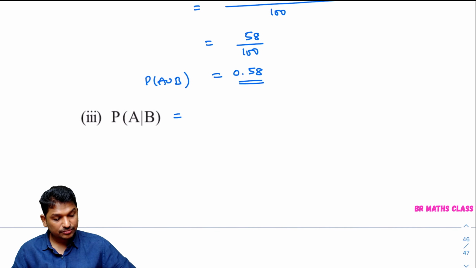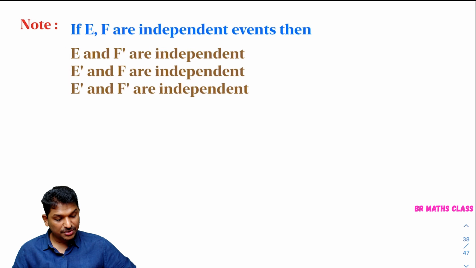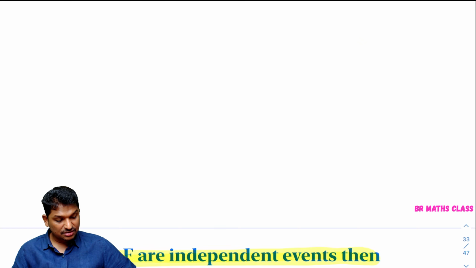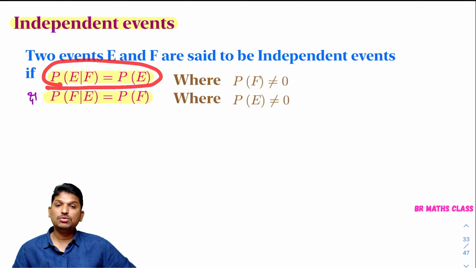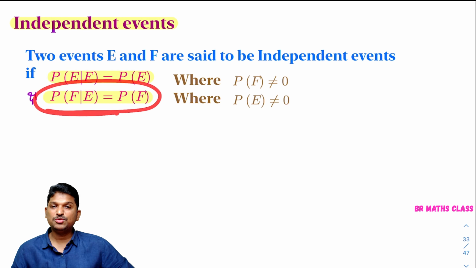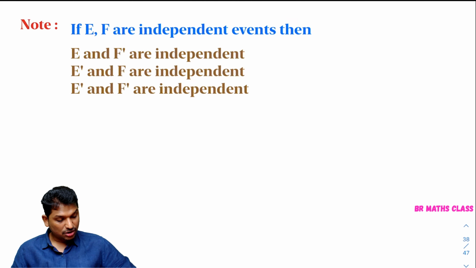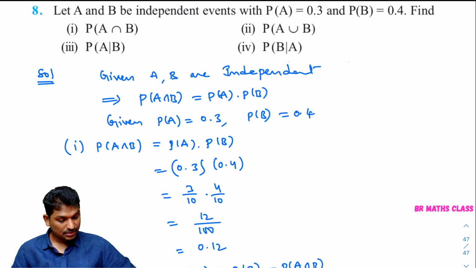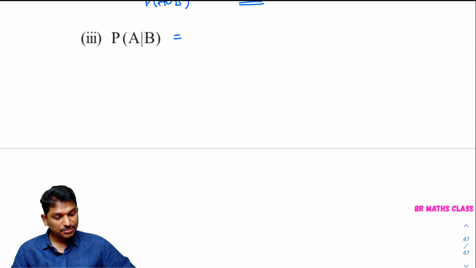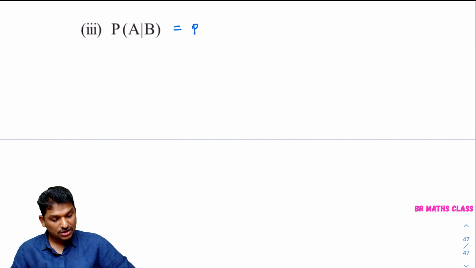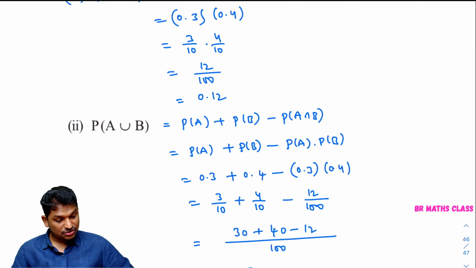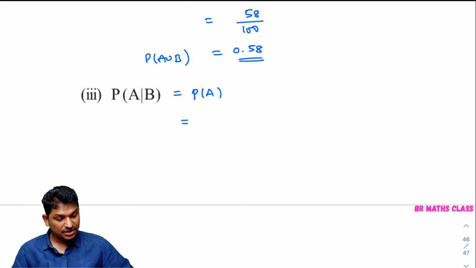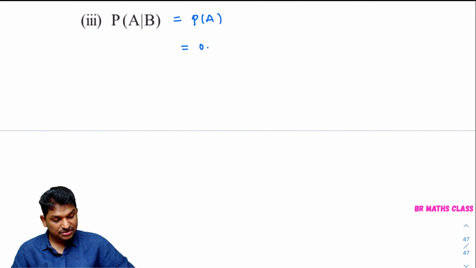As per the definition you learned for independent events, if the events are independent, probability of E by F is probability of E. Probability of F by E is probability of F. So probability of A by B is probability of A, because the events are independent events. What is probability of A? I think it is 0.3. Given probability of A is 0.3. So the answer for this problem is 0.3.